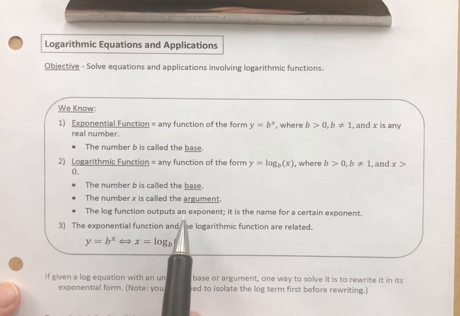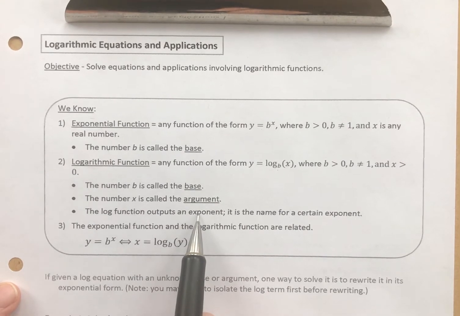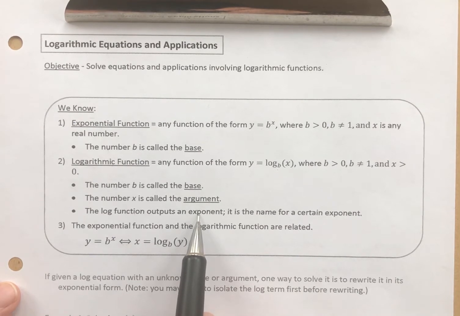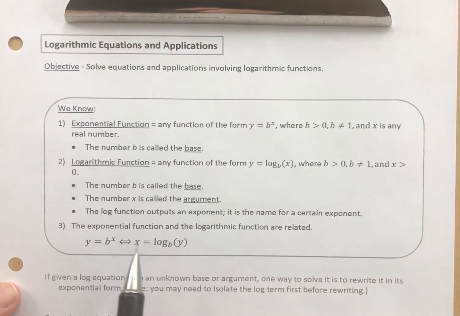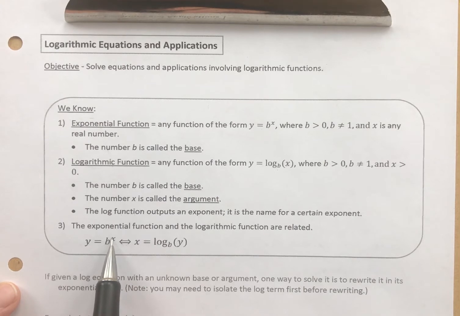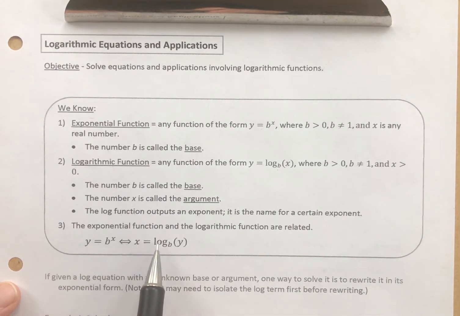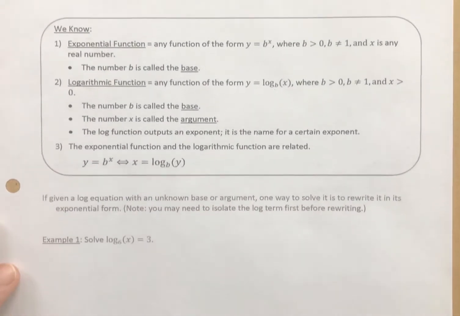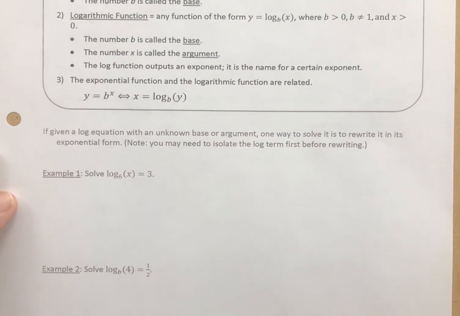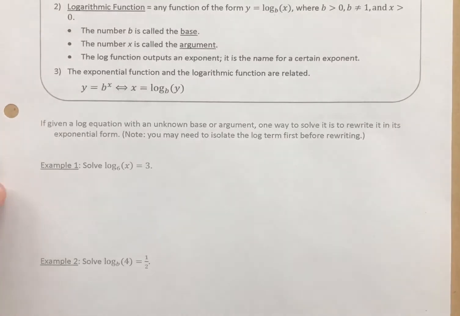As a reminder, the number x is called the argument in the log function. The log function outputs an exponent, which is why it can be used to solve exponential equations in which the variable is the exponent, because the log will tell us the exponent. The exponential function and the log function are related. Y equals b to the x, the exponential function, is equivalent to x equals the log base b of y. The log, again, outputs the exponent.